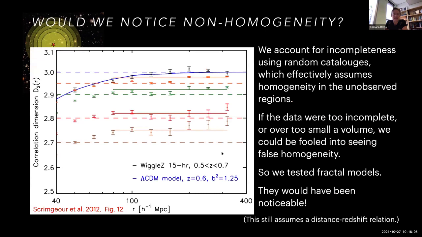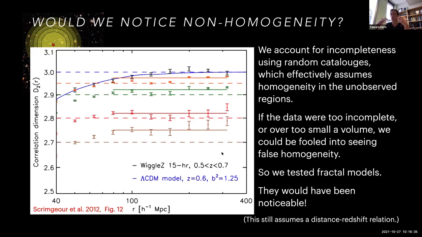Importantly, we wanted to ask the question of, would we notice any inhomogeneity? And one of the important things when doing these galaxy surveys is you account for incompleteness using random catalogs. Now that effectively assumes that there's homogeneity in the unobserved regions. And since there's holes and patches in the actual distribution of galaxies, that would tend to bias you towards homogeneity potentially. So if the data was too incomplete or had too small a volume, you could be fooled into seeing homogeneity when there isn't any.